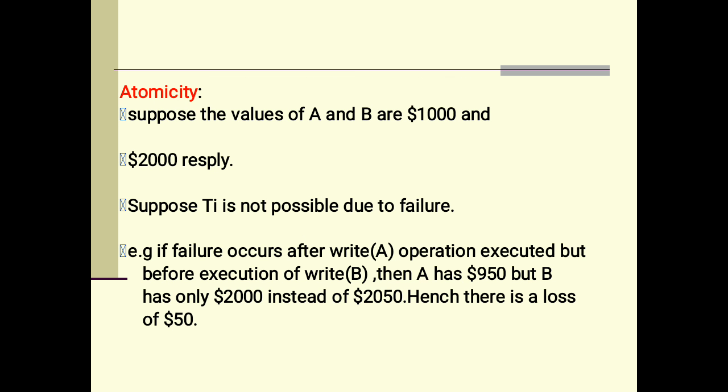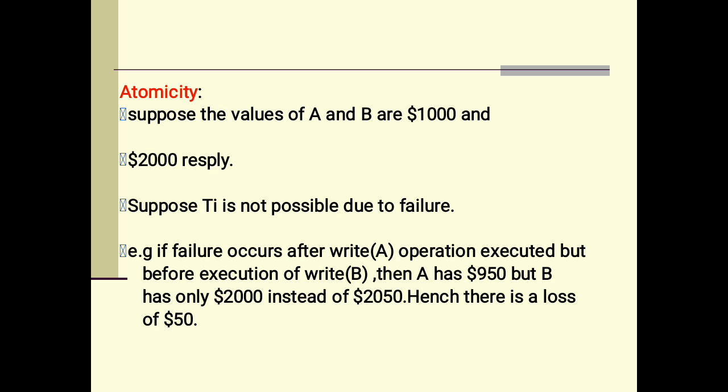Suppose the values of A and B are $1,000 and $2,000 respectively. So consider here in account A we have $1,000 and in account B we have $2,000. Suppose Ti is not possible due to failure. Many failures are possible; there may be a system failure, there may be a power failure. So due to that failure, assume that Ti cannot be completed.